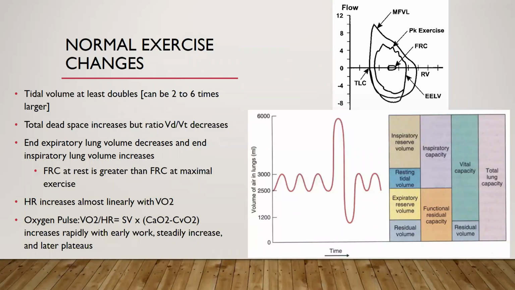There's an equation that we use based off the Fick equation. If you just take the normal Fick equation, divide both sides by the heart rate, you end up with this thing that we call the oxygen pulse. So you get VO2 over heart rate equals stroke volume times oxygen content in the blood. And in theory, when you exercise, this should remain relatively constant. Once you get to peak exercise, you should be extracting as much oxygen as you're going to. Your hemoglobin shouldn't change over time.